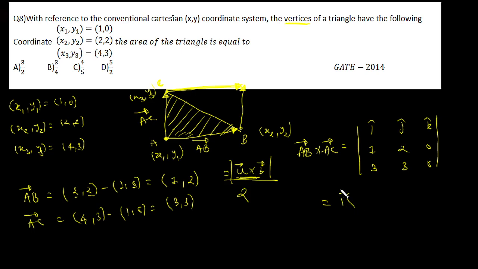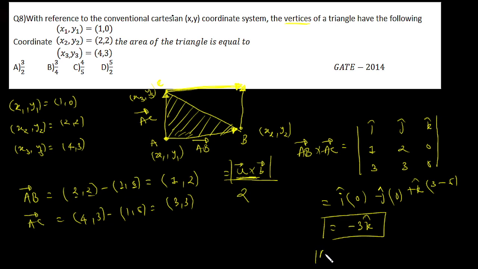So we get i, the unit vector in the x direction, times 0, minus the unit vector in the y direction, and we have to find its corresponding cofactor. So here again 0. Now plus the k vector, and we have to find this: 3 minus 6, which is just minus 3 k cap. It is indicating the z direction, but we have to find its magnitude. So we can say the magnitude of vector AB cross AC is simply 3.